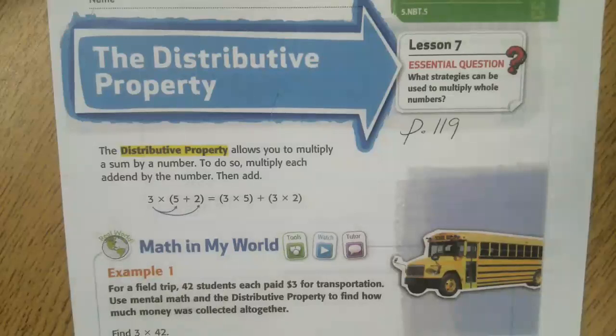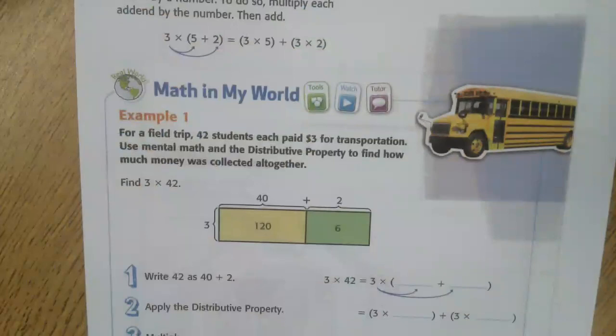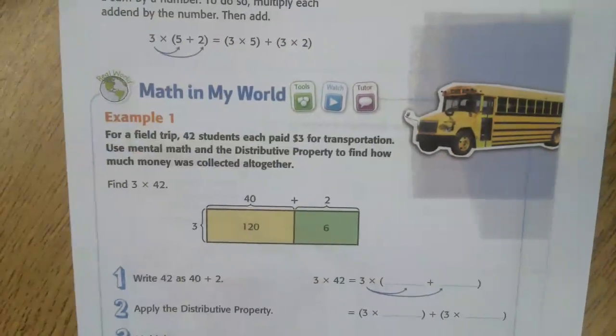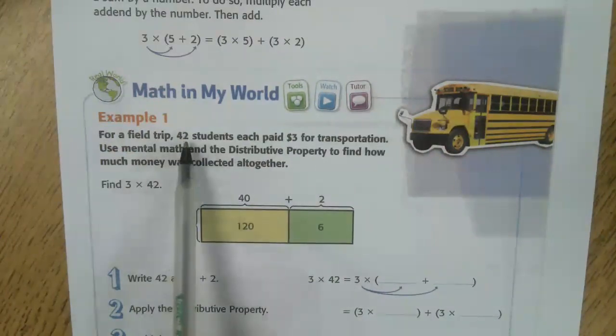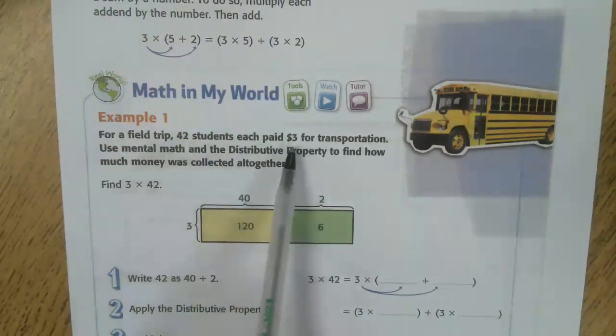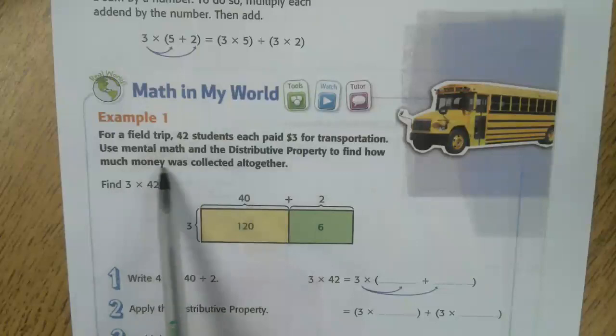So let's look at the first example, Math in My World. Example 1. For a field trip, 42 students each paid $3 for transportation. Use mental math, that means math in your head, and the distributive property to find how much money was collected altogether. So we have 42 students times $3 per student. So this ends up being our multiplication problem, either 3 times 42 or 42 times 3, however you want to think about it.